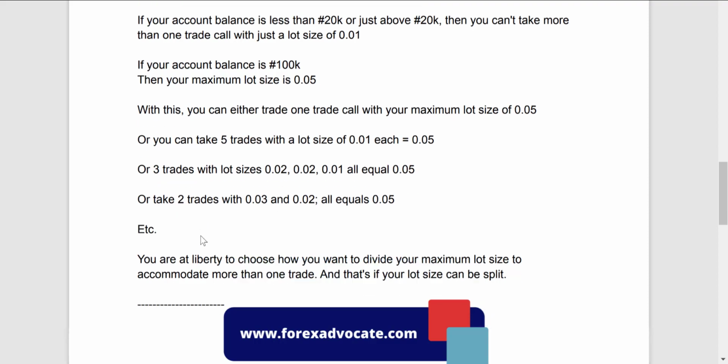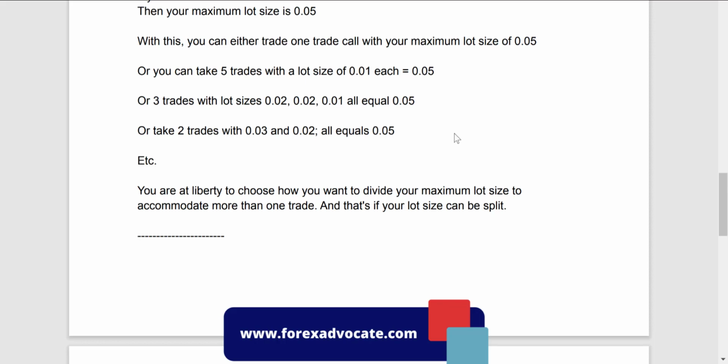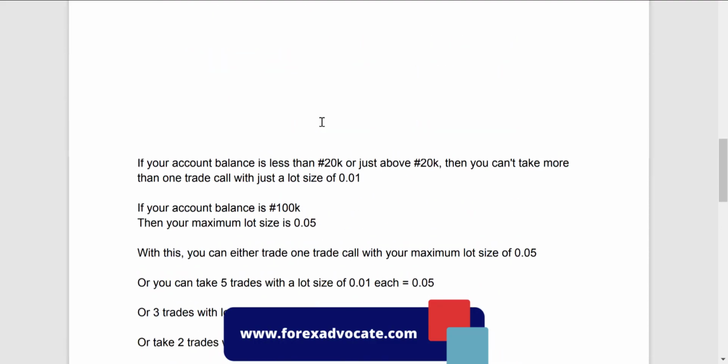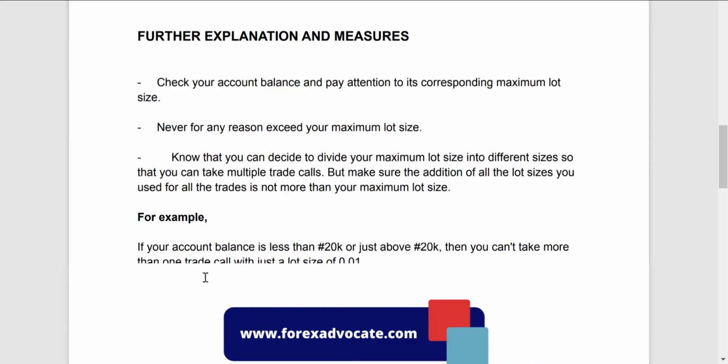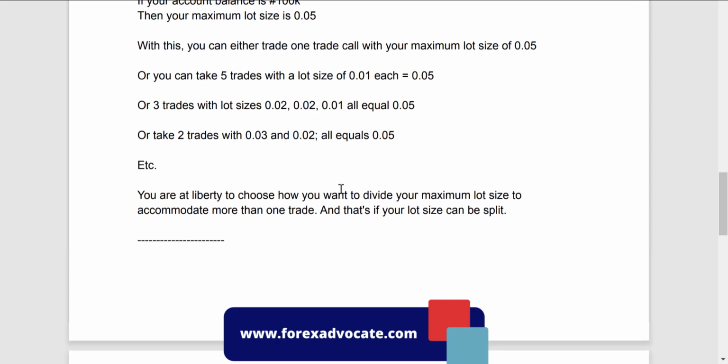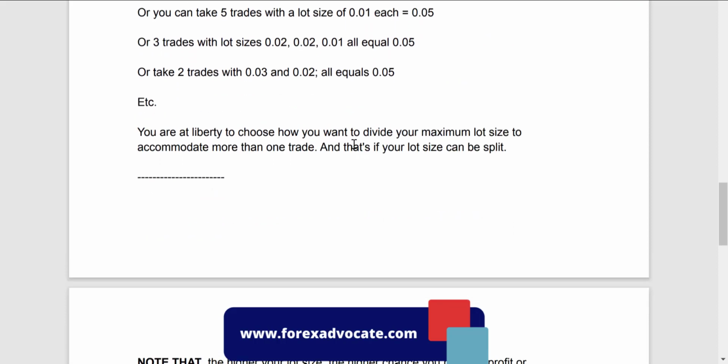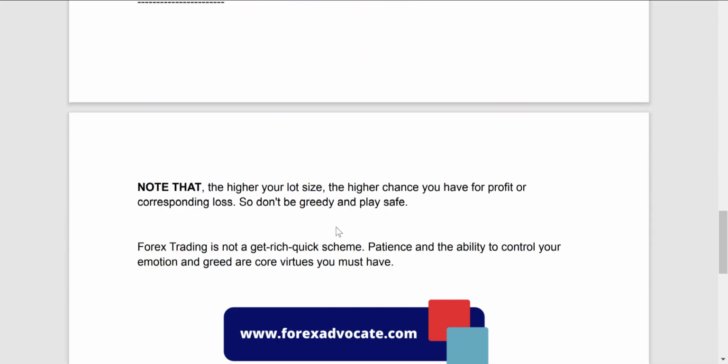You understand? That's how to calculate your distance. So you know that you can't take more than 3 trades here, or 5 trades, or 2, depending on the lot size you use for each trade. Don't forget, you never, for any reason, exceed your maximum lot size. All these precautions are very, very important. You are at liberty to choose how you want to divide your maximum lot size to accommodate more than one trade, and that's if your lot size can be split and if your account balance can accommodate them.